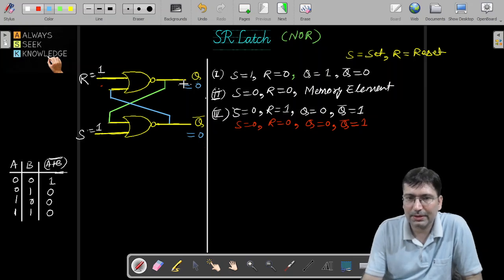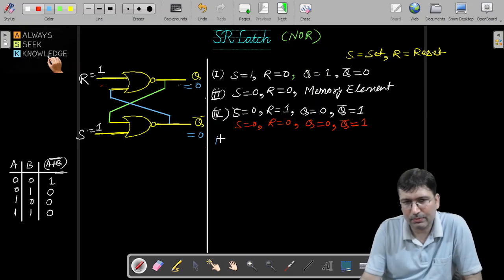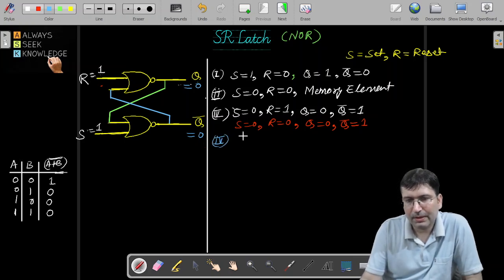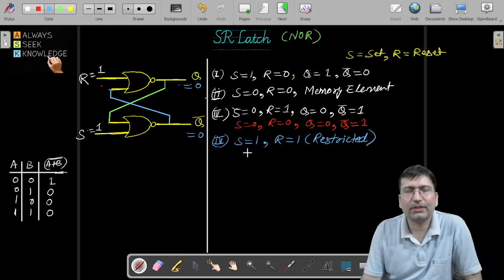Now this is a situation which is not very desirable. It is undesirable because this is representing Q and this is representing Q bar. So there has to be a complemented value. So if it is 0, it has to be 1. If it is 1, it has to be 0, but it is violating this. So the fourth scenario, which I am writing, let's say the fourth one, where you are considering S as 1 and R as 1, it is restricted. So this S1 R1 is restricted when you are constructing the SR latch with the help of NOR gates, right?